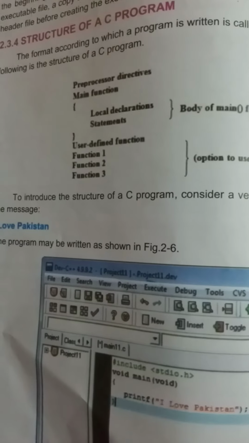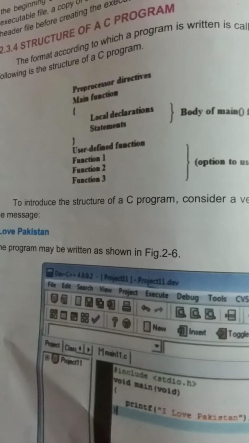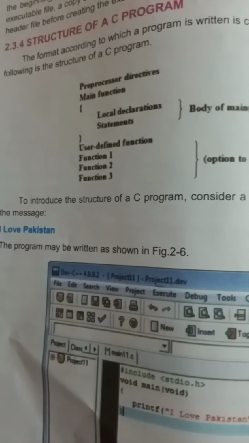We are on chapter number 2. We start our programming in C language. Today we will discuss the structure of a C program. What does it mean? The structure of a C program is the syntax, or the rules and regulations, or a pattern in which a program is written.